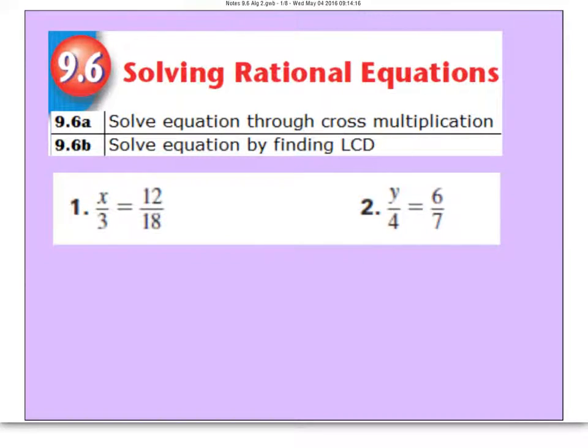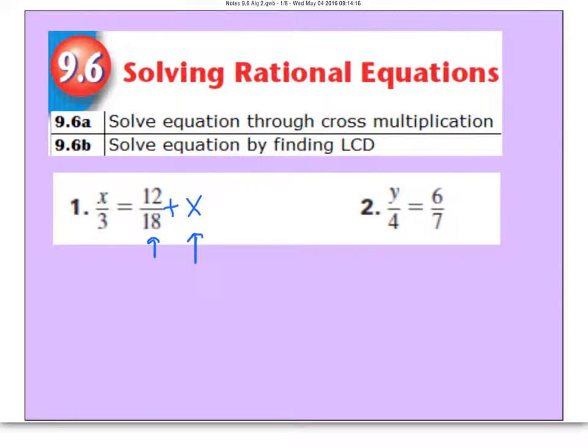Our last section is 9-6, and in this first objective, I'm going to show you how to solve equations through cross multiplication. When you have two fractions set equal to each other, and there's nothing else tacked onto it. For example, if we look at number 1, if it said x divided by 3 equals 12 divided by 8, but then like plus x, I couldn't use this cross multiplication trick because there's not one piece, but there's two pieces here. There's two terms.